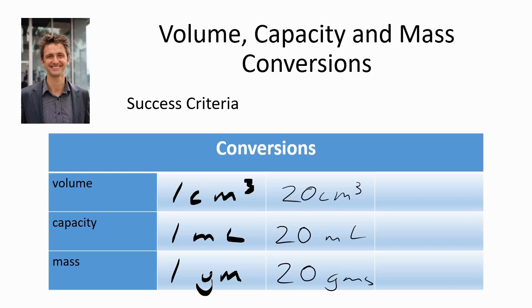Oh, by the way, let's just go all the way. 1,000 centimeters cubed equals 1 litre, which actually equals 1 kilogram. Okay, there's our success criteria for today. Let's get on with the lesson.